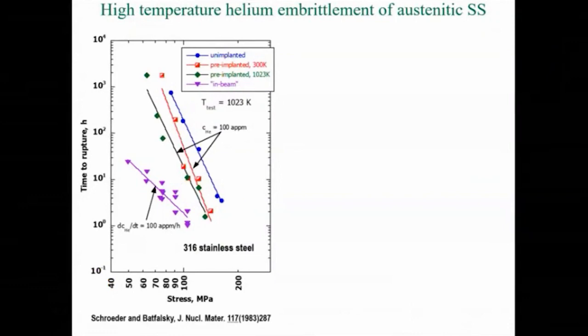So then they tried implanting it at a high temperature where it can diffuse as it's being implanted, and you got a further, moderate reduction from that. And then finally, they did what would be more like the actual simulation. They implanted it in this cyclotron accelerator with an applied stress at temperature. And you see a pretty dramatic further reduction. So this is the most relevant condition for reactor conditions.